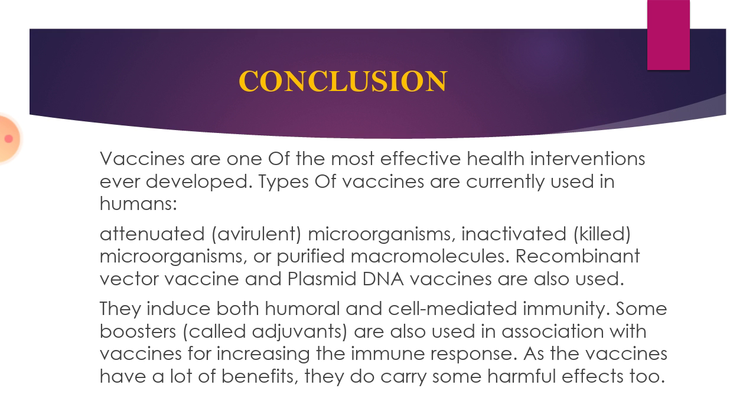Conclusion. Vaccines are one of the most effective health interventions ever developed. Types of vaccines currently used in humans are attenuated or avirulent microorganisms, inactivated or killed microorganisms, or purified macromolecules. Recombinant vector vaccines and plasmid DNA vaccines, which are also called modern vaccines or next generation vaccines, are also in use. They induce both humoral and cell mediated immunity. Some boosters, called adjuvants, are also used in association with vaccines for increasing the immune response. As the vaccines have a lot of benefits, they do carry some harmful effects too, as we have seen earlier.